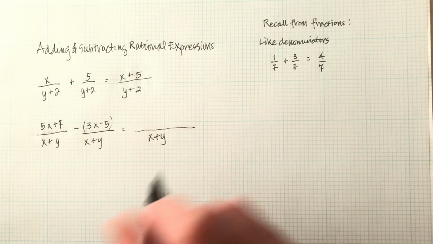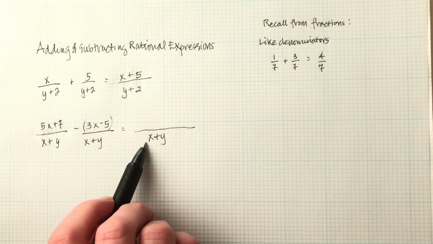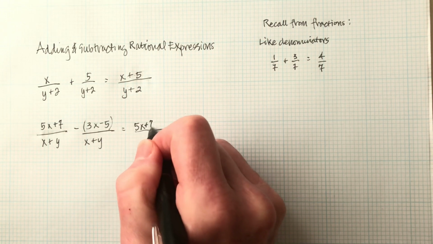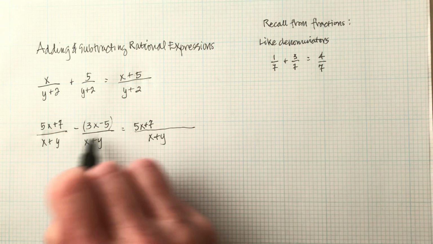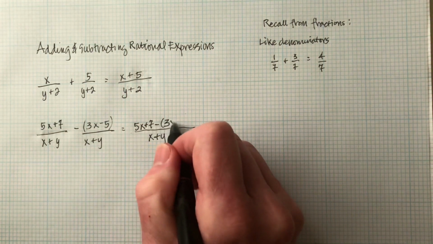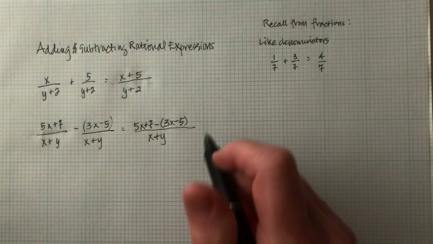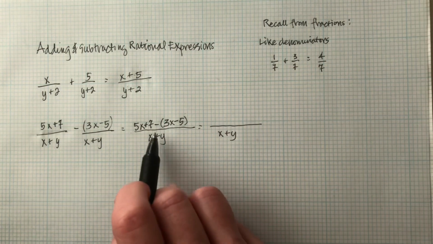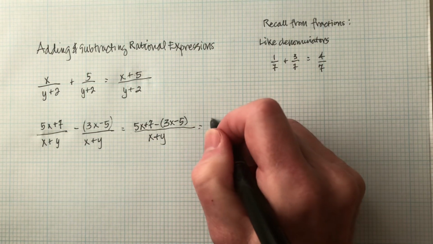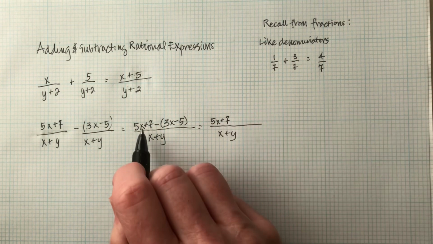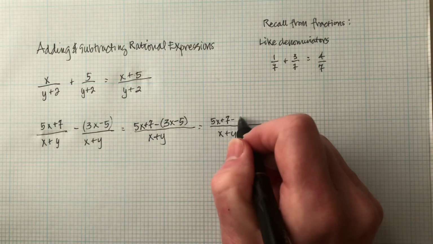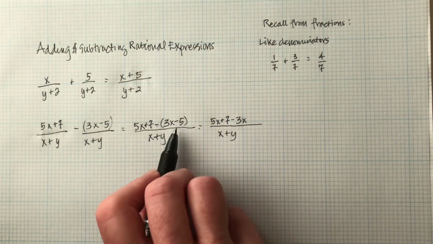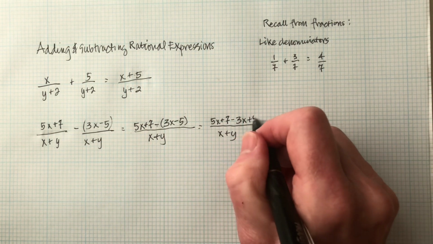So I'm rewriting the problem to put it over that denominator, x plus y, and then I'm going to rewrite the numerators as one expression, 5x plus 7 minus the quantity 3x minus 5. And now I'm going to distribute that minus sign when I rewrite it this time. So 5x plus 7 stays the way it is. Then we have minus 3x, and then that minus sign here, times this negative 5 is going to give us plus 5.